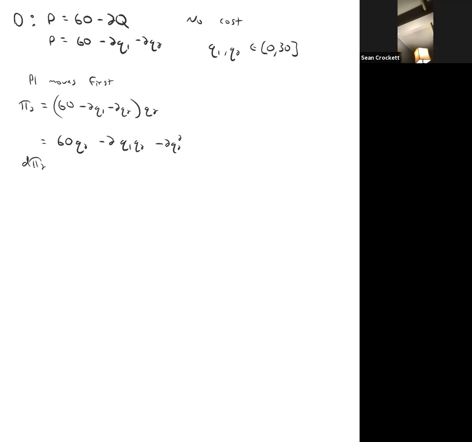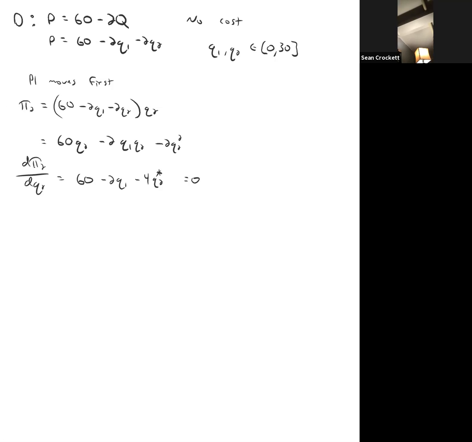We take that derivative for player 2, and we get 60 minus 2Q1. Oh, no, it's not a belief. We actually know what Q1 is because player 2 moves in the second period. So it's just a number. It's a parameter at this point, because it's already done. Minus 4Q2, set that equal to 0. The second derivative is definitely going to be negative. So we can call that Q2 star.